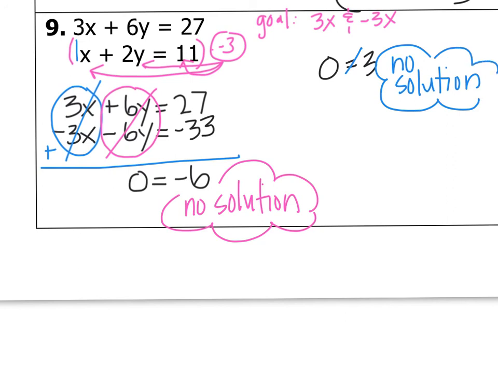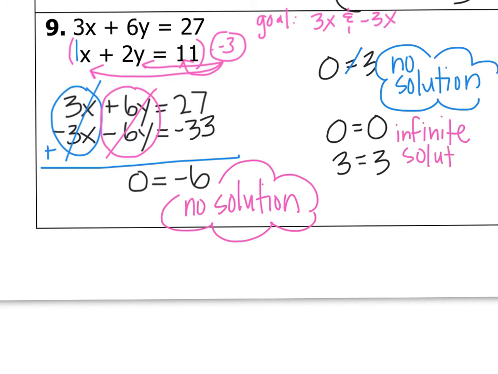On the other hand, if I get something that looks more like 0 equals 0, or 3 equals 3, those are true statements. The answer to those problems would be infinite solutions. Or, in other words, you actually have two of the same line graphed one on top of each other. They share an infinite number of points in common.